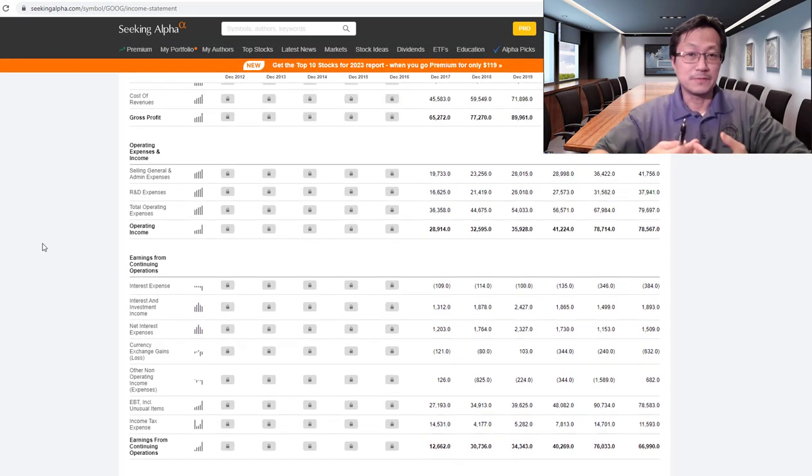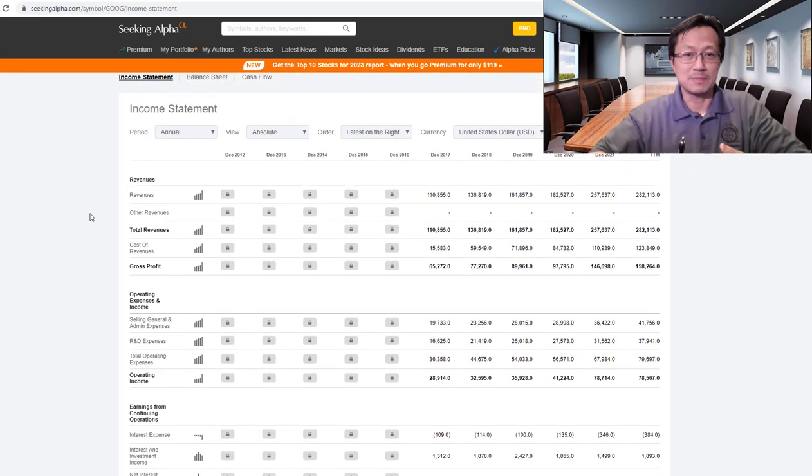Typically, first by increasing the top line, the revenue and sales, through acquiring more customers, selling more products and services, or selling at a higher price, at a higher margin. That's very, very important in generating higher profitability, or the bottom line.